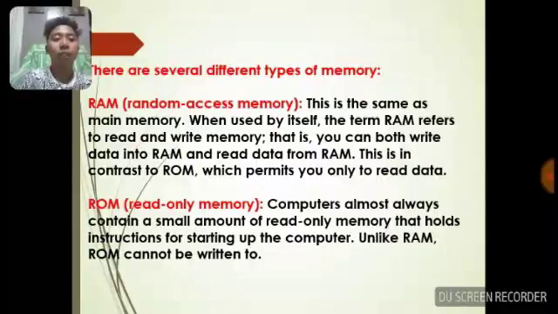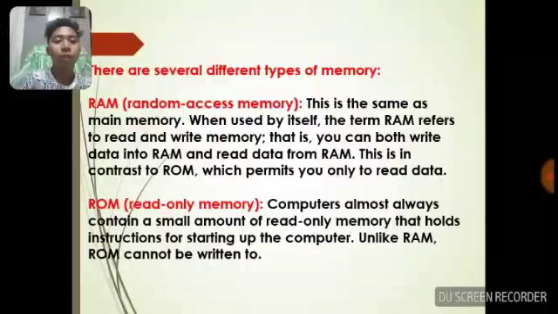RAM or random access memory. This is the same as main memory. When used by itself, the term RAM refers to read and write memory. That is, you can both write data into RAM and read data from RAM. This is in contrast to ROM, which permits you only to read data. ROM, read-only memory. Computers almost always retain a small amount of read-only memory that holds instructions for starting up the computer. Unlike RAM, ROM cannot be written to.